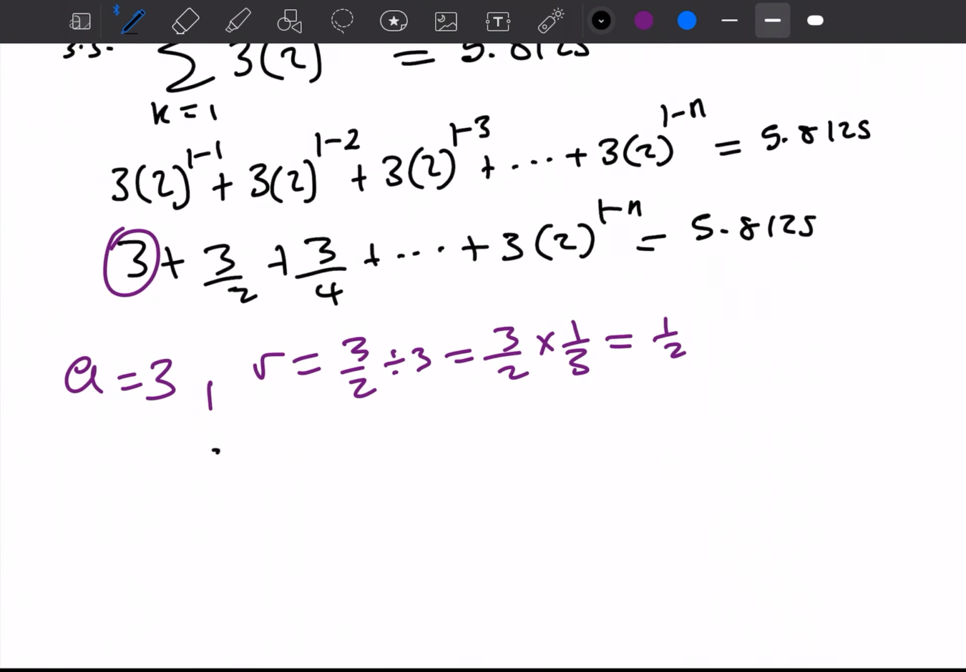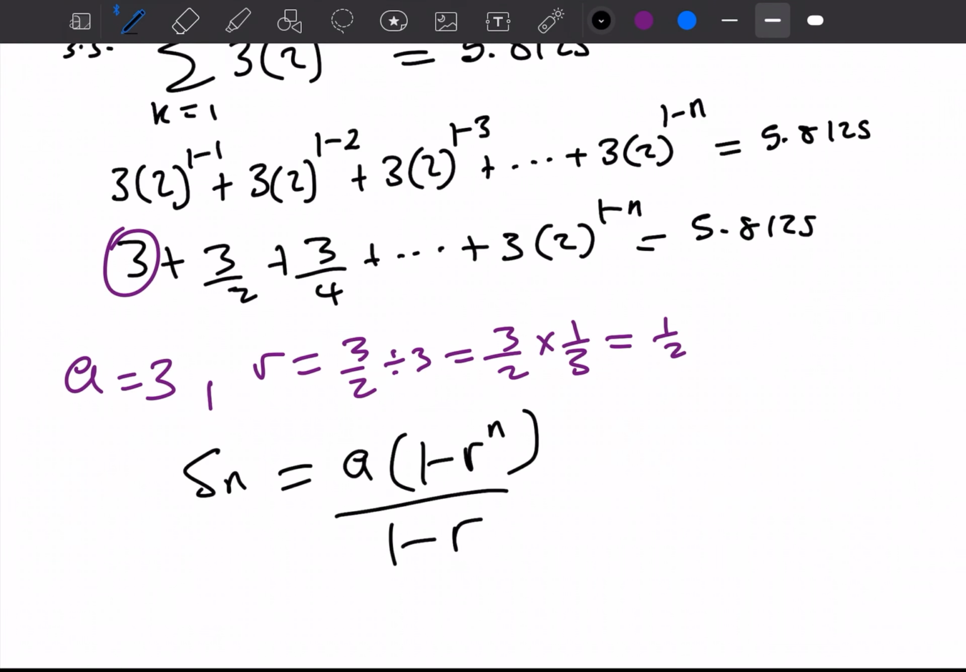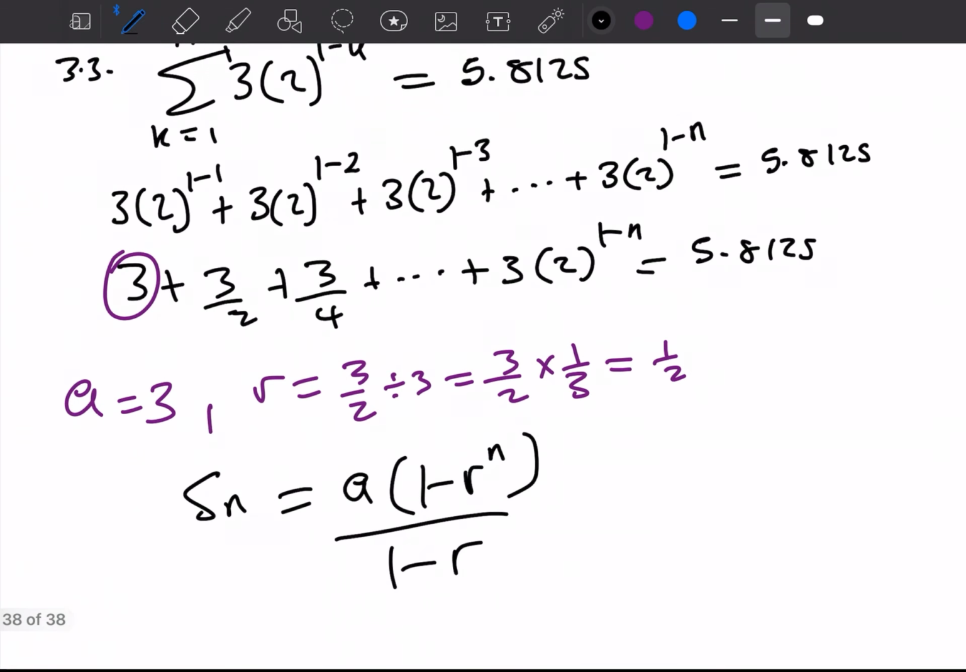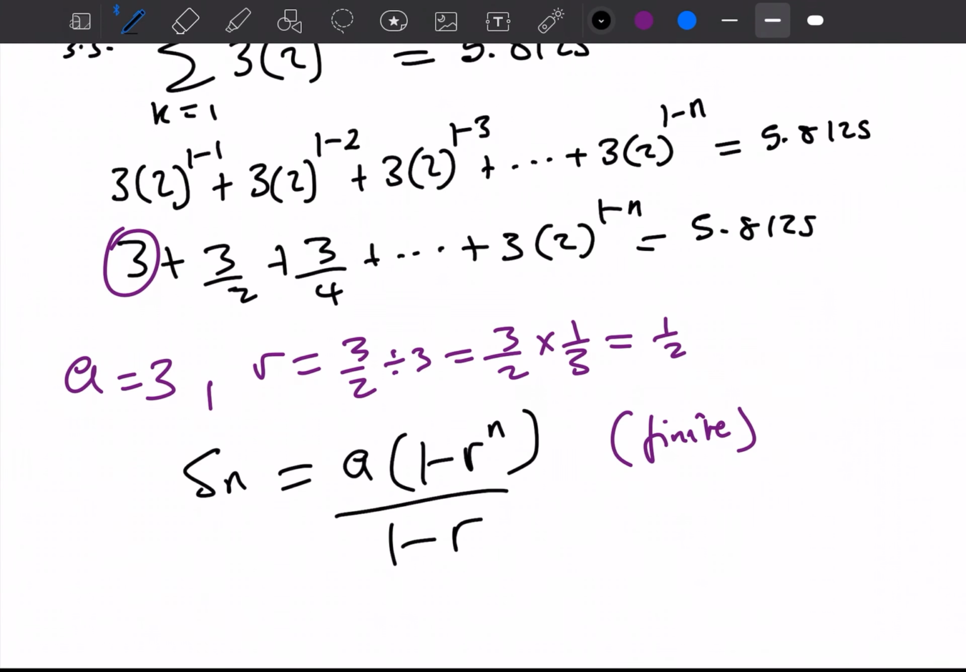Remember, you got your formula Sn. So the formula for a geometric series is Sn is equal to a times 1 minus r power n over 1 minus r. That is a formula of a geometric series. This is a formula of a geometric series which is finite. But a formula of a geometric series which is infinite is this.